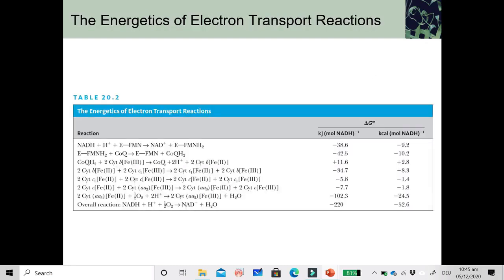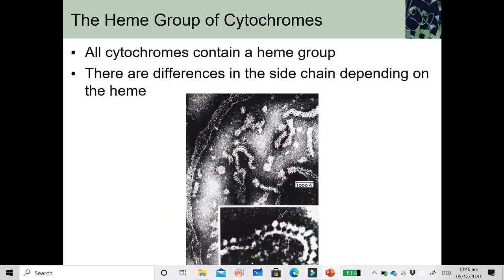So here are the energetics of the transport reactions. You can see the oxidation of NADH to NAD+, the reduction of FMN to FMNH2, and so on and so forth. The overall reaction, that of the oxidation of NADH by oxygen, is exergonic. You have negative 220 kilojoules per mole of NADH. Now, as I mentioned a while ago, all of the cytochromes contain a heme group, and there are differences in the side chain depending on the heme.